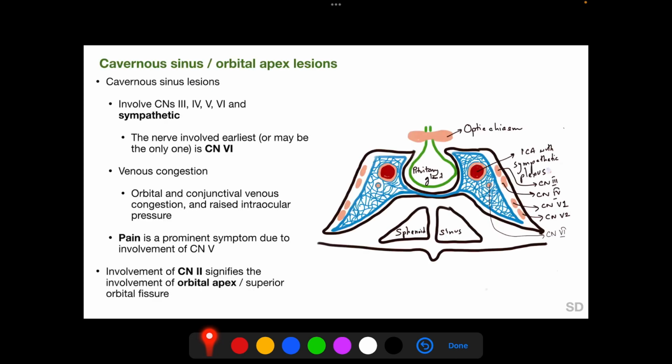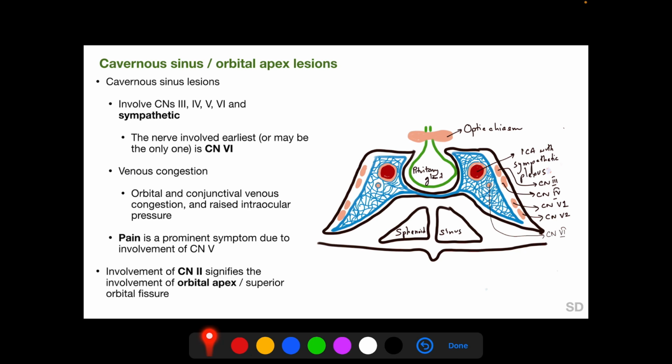A cavernous sinus lesion may involve the 3rd, 4th and 5th cranial nerves lying in the lateral wall of the cavernous sinus, and also involves the 6th and the sympathetic supply which lie within the cavernous sinus, the 6th cranial nerve and the sympathetic along with the carotid artery. The nerve which is involved earliest in a cavernous sinus lesion is usually the 6th cranial nerve, which lies within the cavernous sinus, and it may be the only one to be involved in a cavernous sinus lesion.